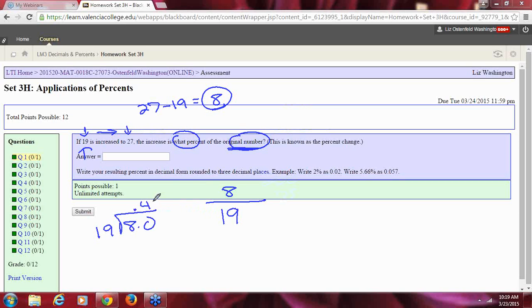Okay? And it actually is a pretty long decimal. It says write your resulting percent in decimal form rounded to 3 decimal places. Okay. So it wants you to actually write your percent as the decimal, and it tells you right here. Write 5.66% as 0.057. So I am going to write this as 0.421. And I am going to switch to my type to make sure it does like it. 4, 2, 1.